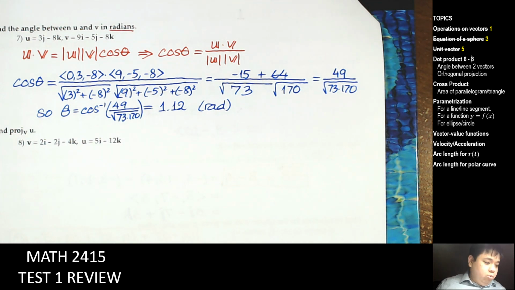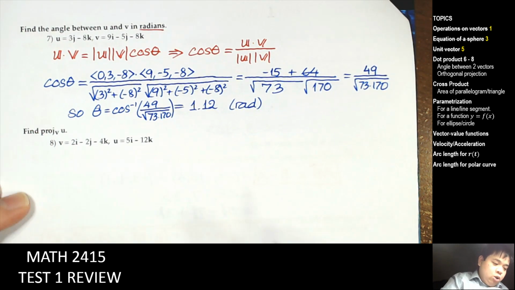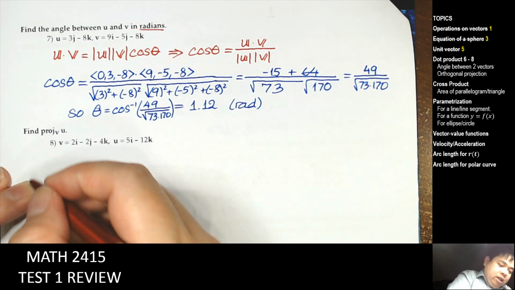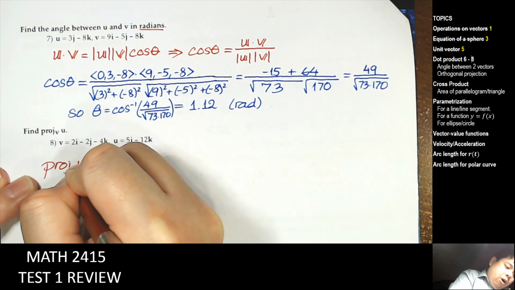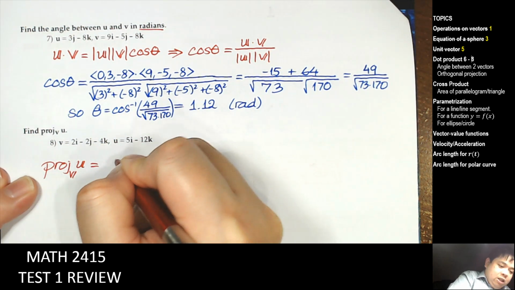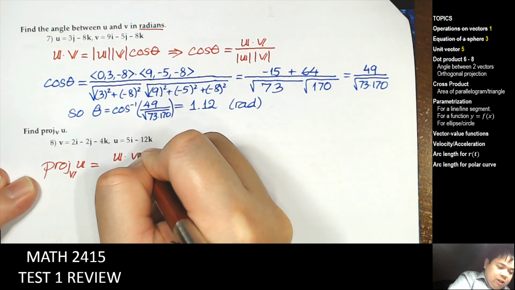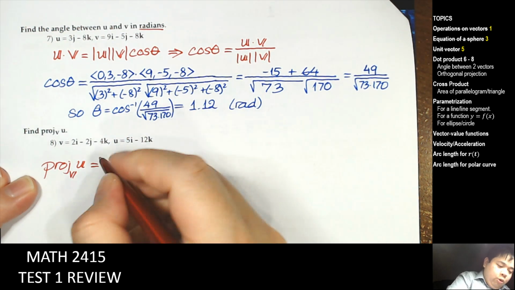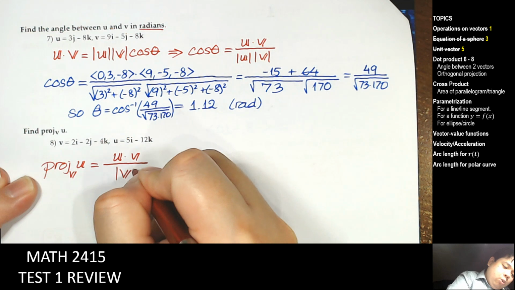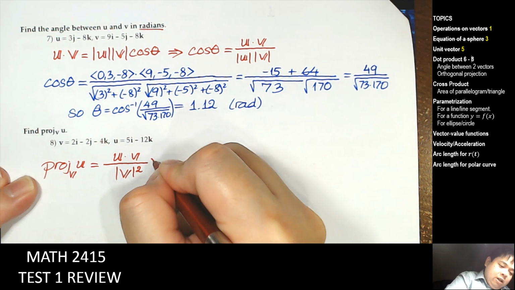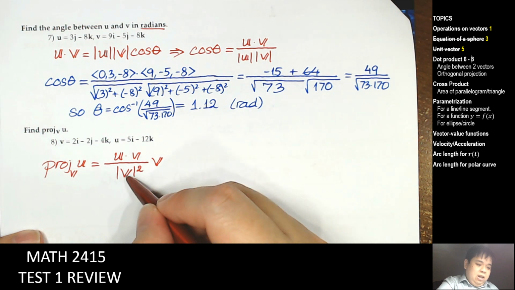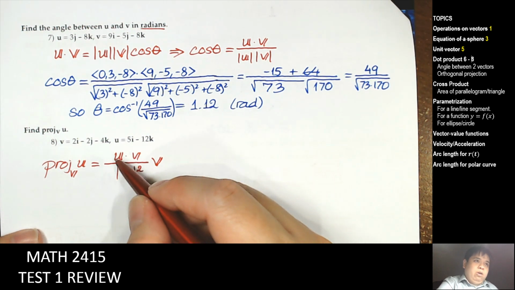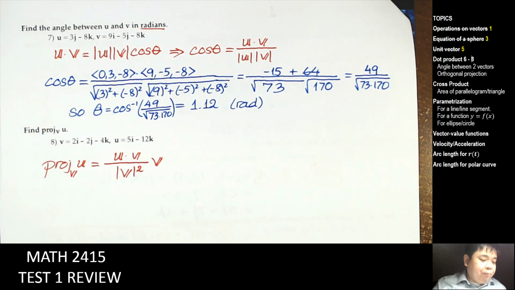And now we do the projection. The projection of a vector onto another one. This is u onto v. So projection of vector u onto vector v is equal to u dot v over the magnitude of v squared times the vector v. So we have v, v, and v squared. Vector u only appears once. Right.